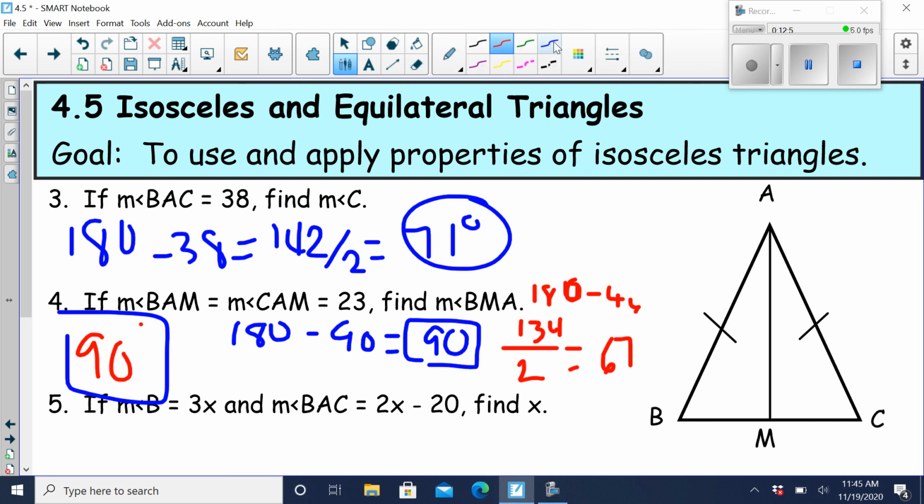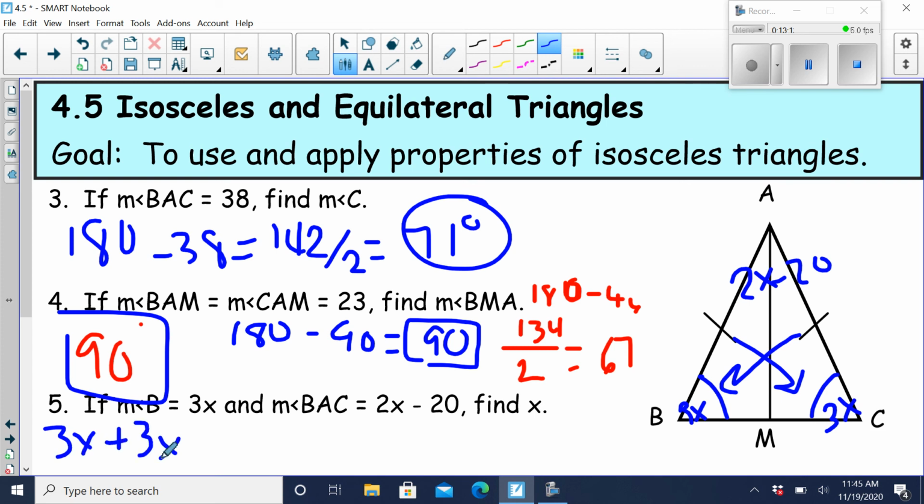So if we fill them in, angle B is going to be 3x. This angle BAC, so the vertex angle, is going to be 2x minus 20. We know that if it's isosceles, the two base angles are the same, so across from those sides. So this angle and this angle are the same, so this one's going to be 3x. And I know that all three angles of my triangle have to total to 180. So I'm going to say 3x plus 2x minus 20 is equal to 180.